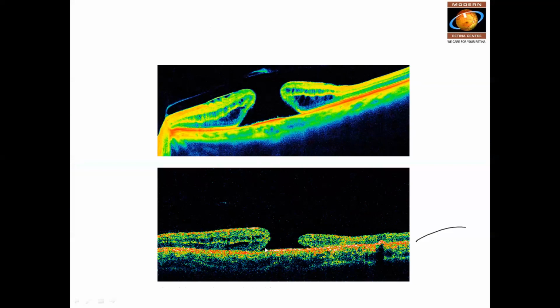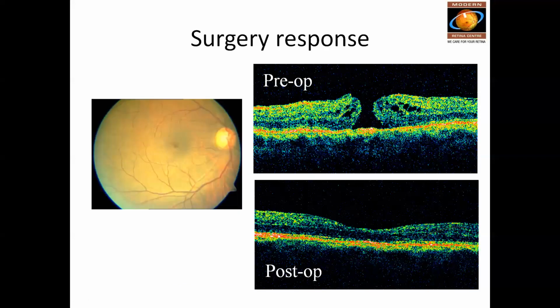Whereas here, the C and D are very short, and the retina is partly atrophic. Even in this case, if you do a surgery, the chance of closure is less. At the same time, the visual acuity improvement may not be very good. So based on OCT, we can assess or prognosticate the condition in case of macular holes, and accordingly we can explain to the patient before surgery. Here is a pre-op and post-op picture showing how a macular hole closes.